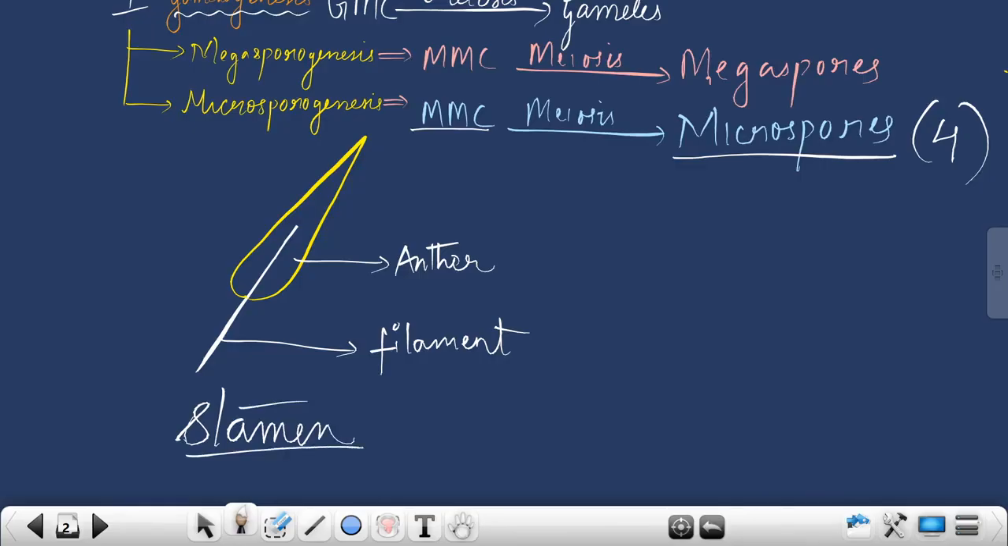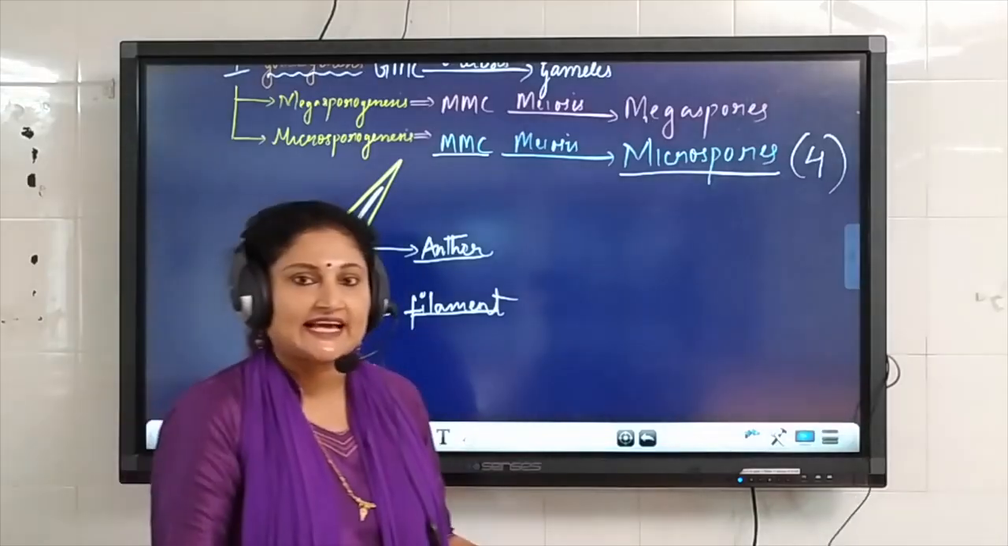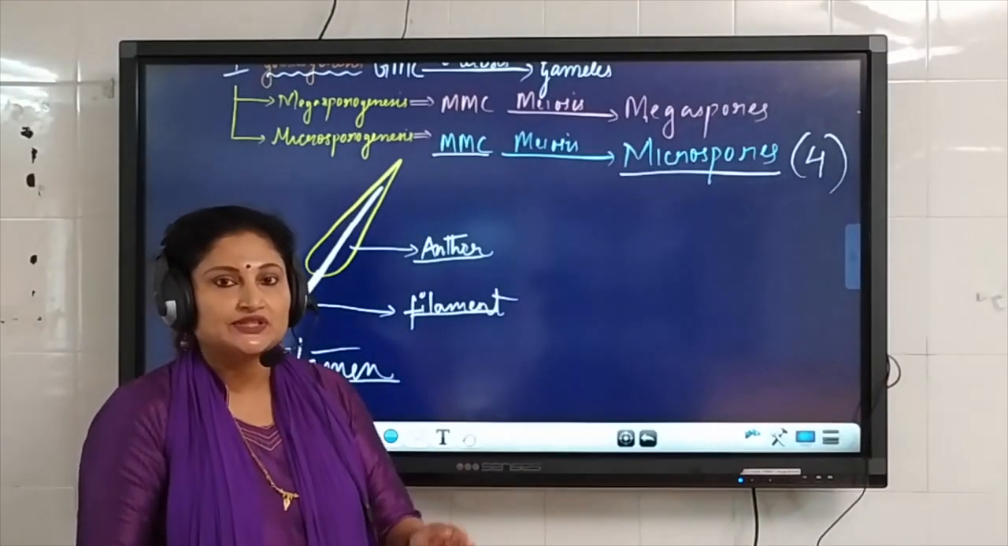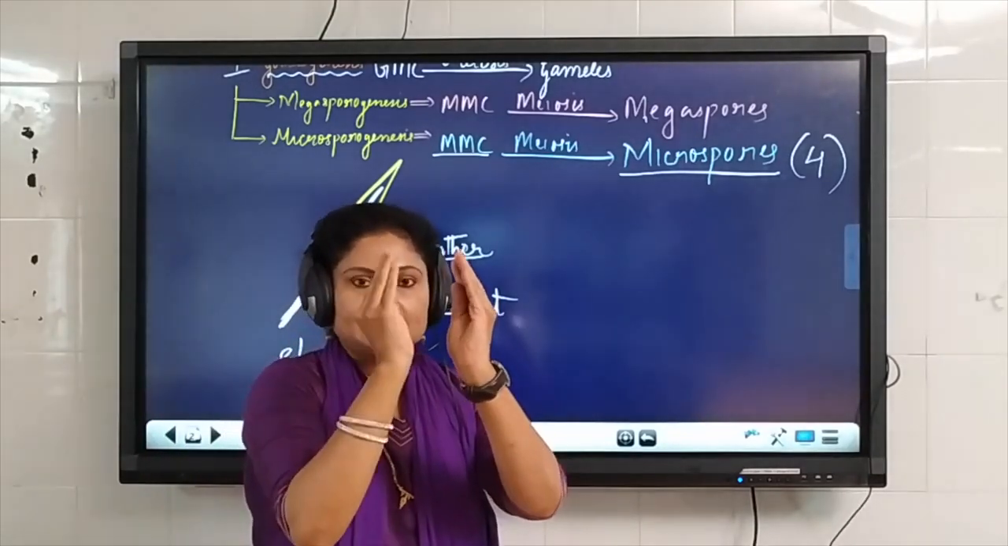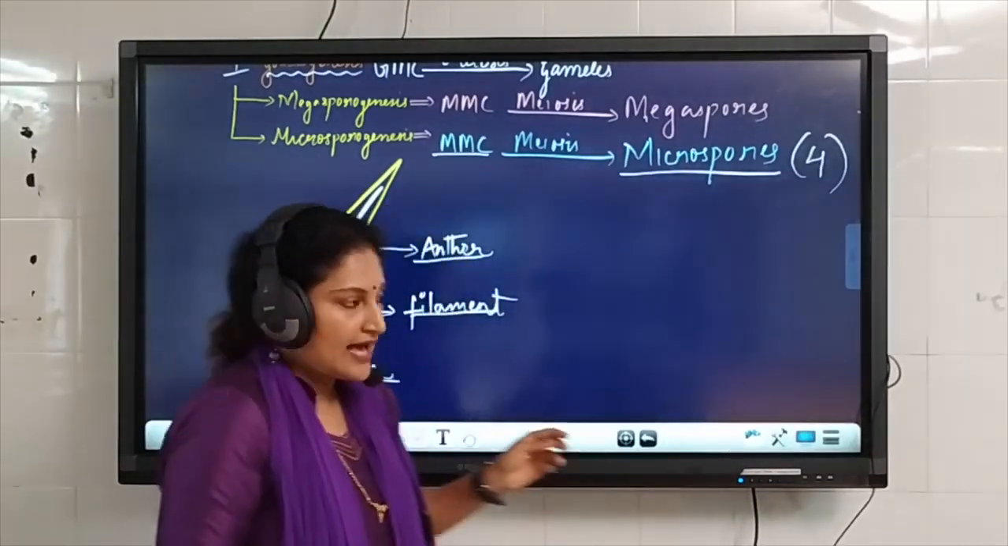So, a brief structure of the stamen. The stamen comprises two parts. The stalk, called filament, and the lobe called the anther. And remember, we have learnt in 11th standard, the lobe is usually bilobed. In angiosperms, the lobes are bilobed, like this, two lobes together.